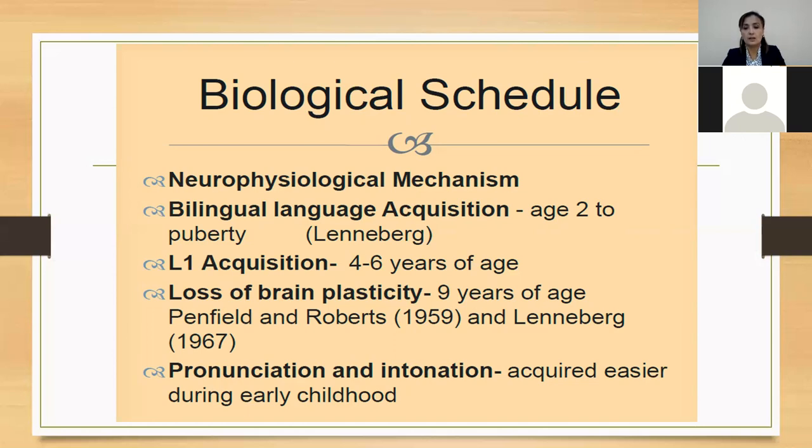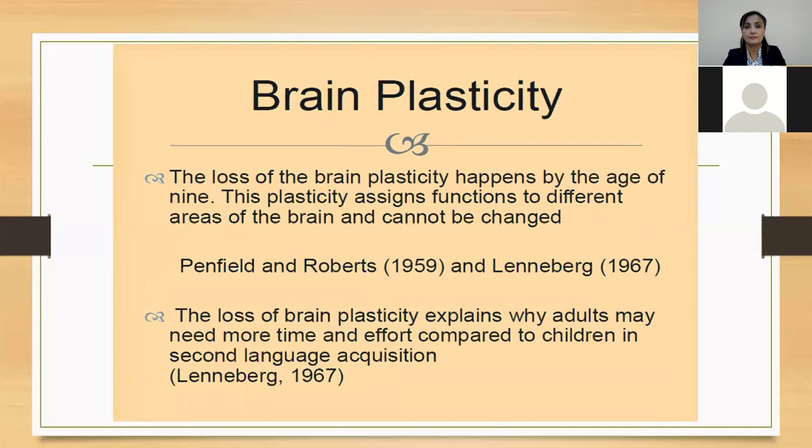Pronunciation and intonation are acquired more easily during early childhood. Brain plasticity: the loss of brain plasticity happens by the age of 9. This plasticity assigns functions to different areas of the brain and cannot be changed. The loss of brain plasticity explains why adults may need more time and effort compared to children in second language acquisition.